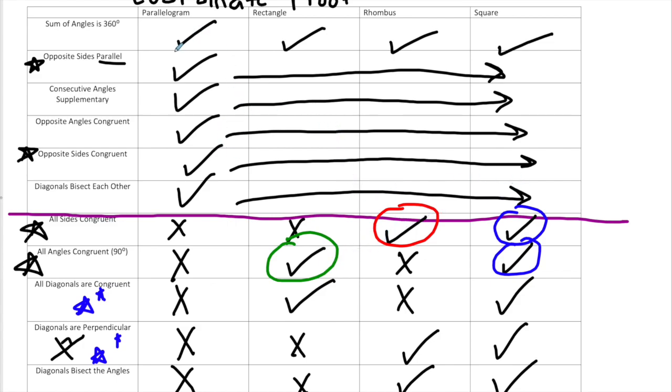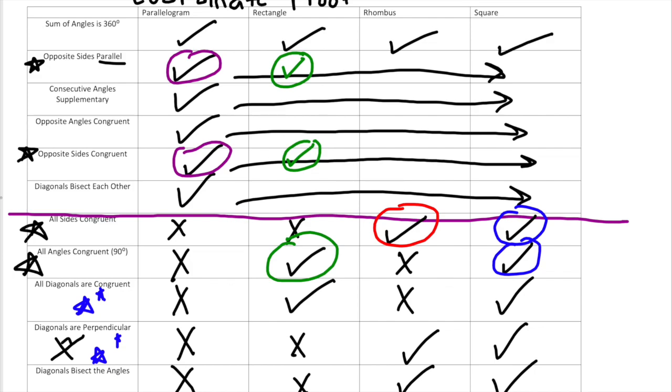So again, to show it's a parallelogram, at the very minimum, you need to show this, that all opposite sides are parallel and opposite sides are congruent. That is the minimum to establish a parallelogram, okay? For a rectangle, you need to show that opposite sides are parallel, opposite sides are congruent, and all angles are congruent.